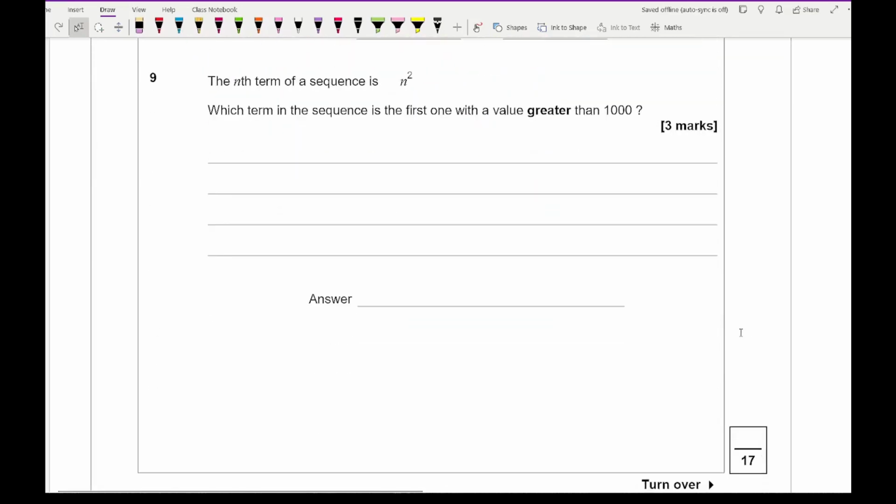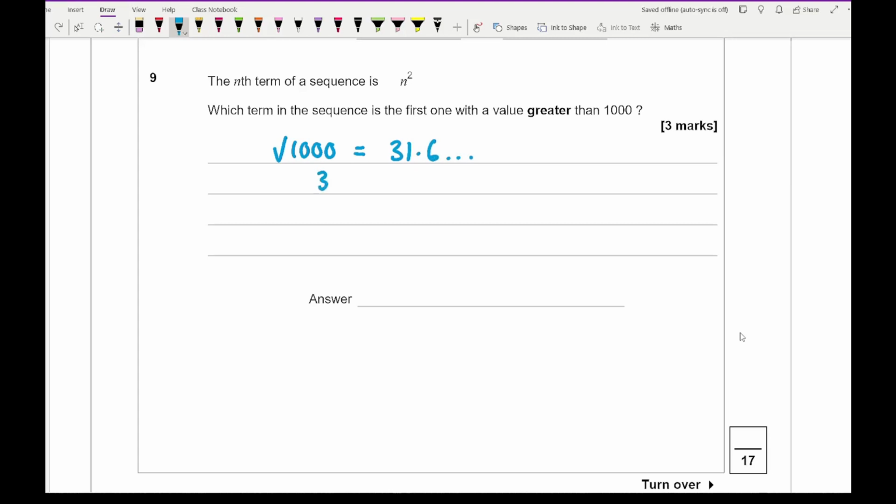Then for question 9, it says the nth term of a sequence is n squared. Which term in the sequence is the first one with a value greater than 1000? Well, for this, if I square root 1000 on the calculator, I get an answer of around 31.6. So that means the value of n needs to be between 31 and 32.